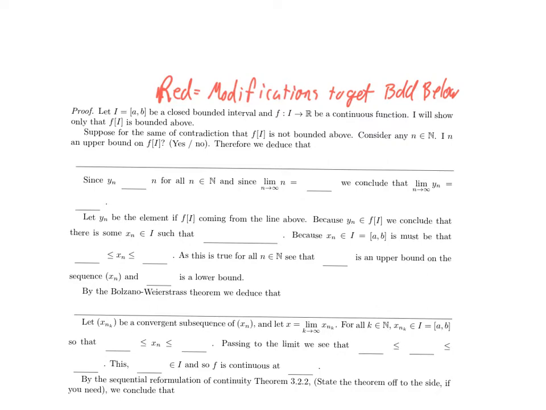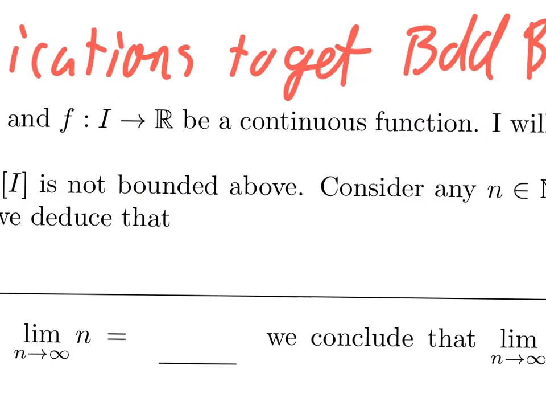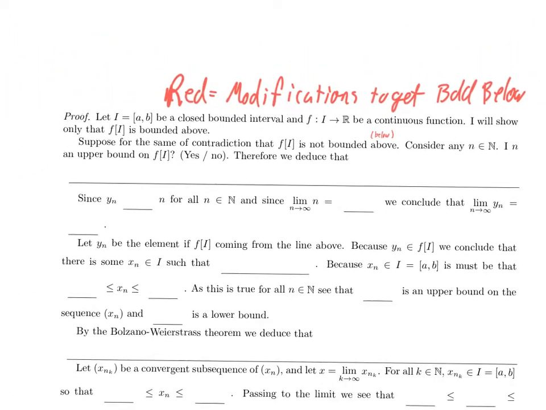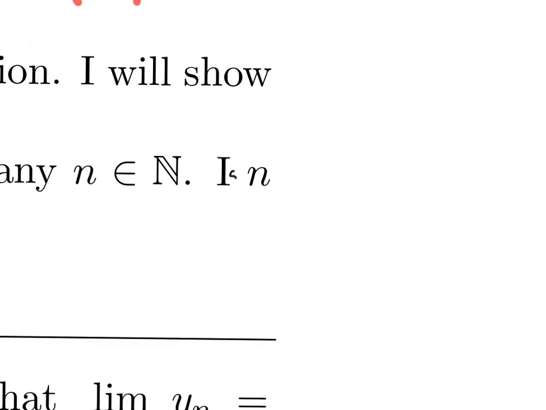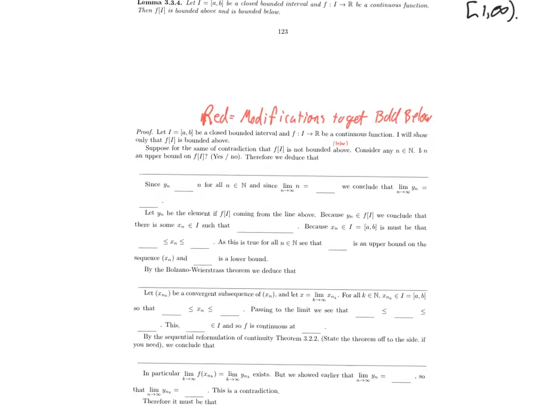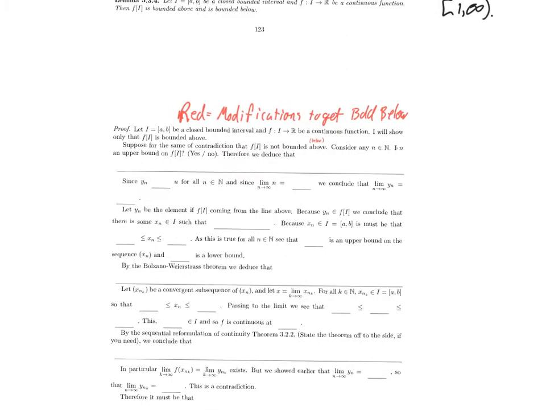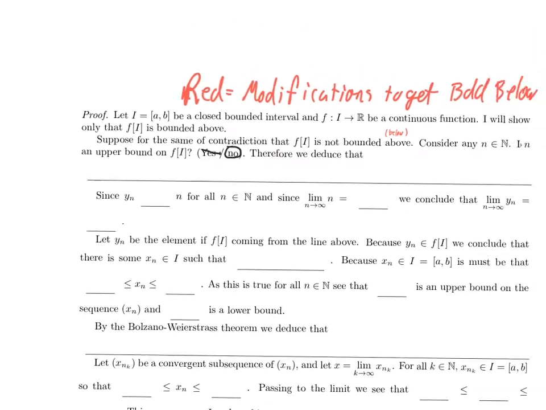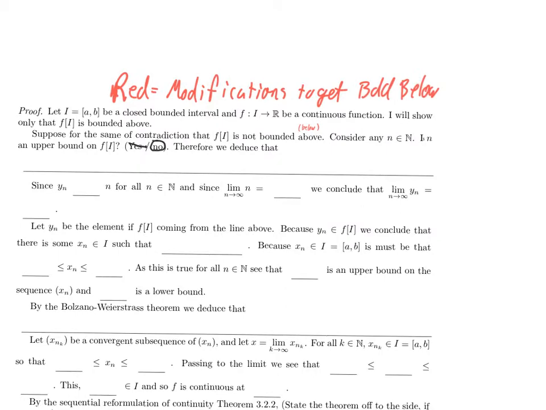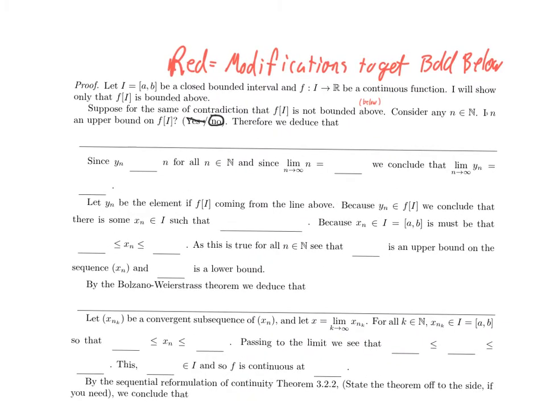So let's suppose for the sake of contradiction that f of I is not bounded above. If you want to prove it's bounded below, then let's suppose it's not bounded below. Consider any natural number n. Is this natural number n an upper bound on f of I? Well, of course not. This set isn't even bounded above. I'll explore how to modify this proof to get a contradiction for bounded below in a moment.